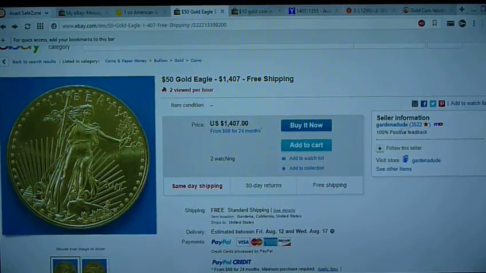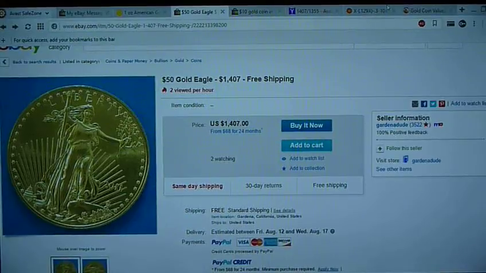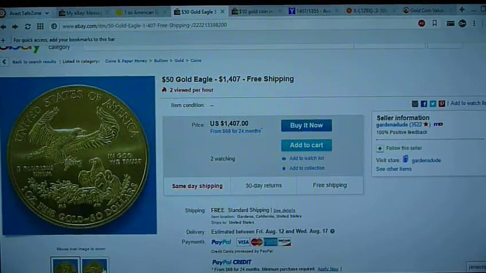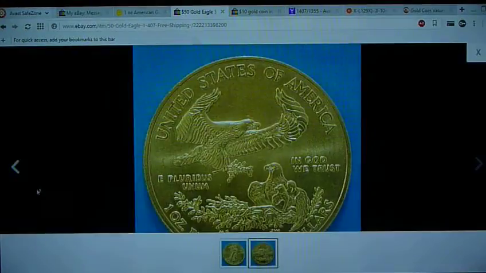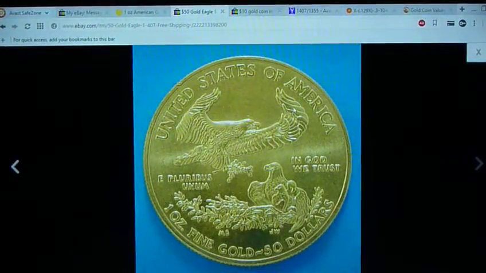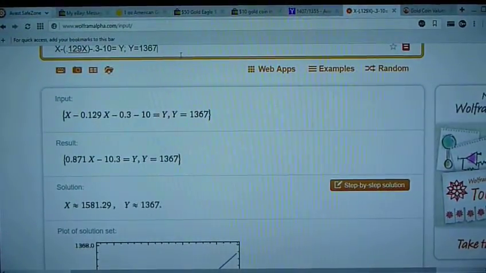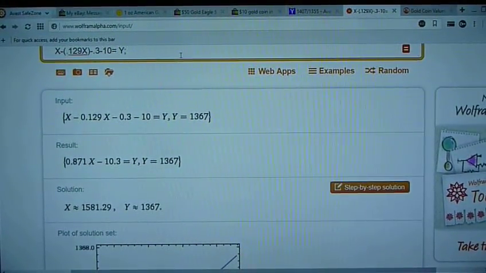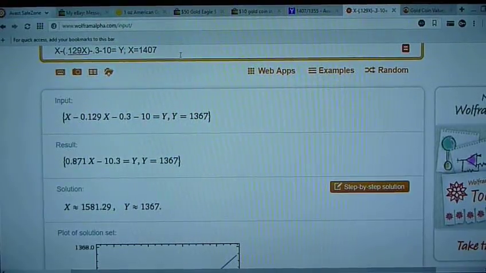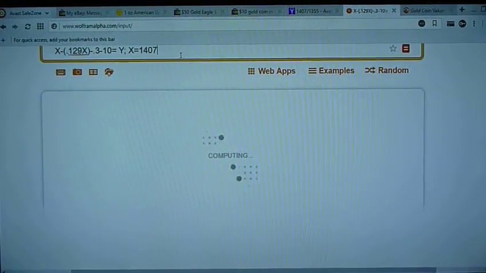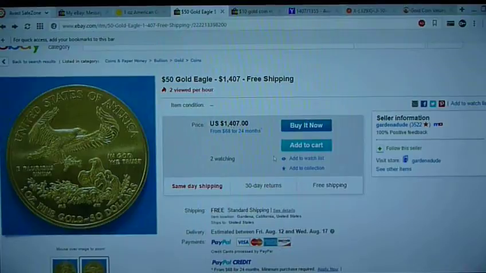Assume that this seller didn't have a store. Just pretend for a moment. He probably does. So assume that this guy is selling a gold eagle, 1 ounce gold eagle, for $1,407. Let's pretend he has to pay all the standard fees and everything. He probably doesn't. 1407. X equals 1407. And let's say, oh, he's giving free shipping.